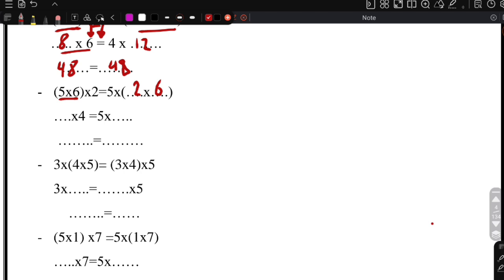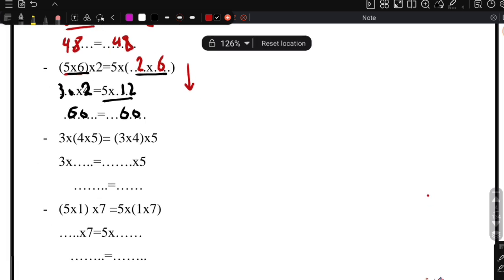So to complete the problem, I have to find the result. Let's find the result. 2 times 6 will be 12, and 6 times 5 will be 30. There is a mistake in the problem. Here is 2, not 4. So 2 times 30 equals 60, and 5 times 12 will be 60.